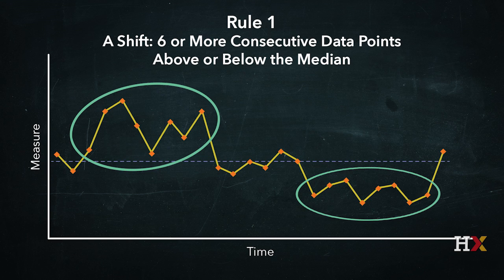A couple of things to think about when you're looking at it. It sounds simple, but every once in a while there'll be a case where a data point falls on the median. If that happens, don't include that one in the count. Also, don't interrupt it. But any 6 data points in a row above or below the median equals a shift. And this would be a signal that something non-random has occurred in your process.